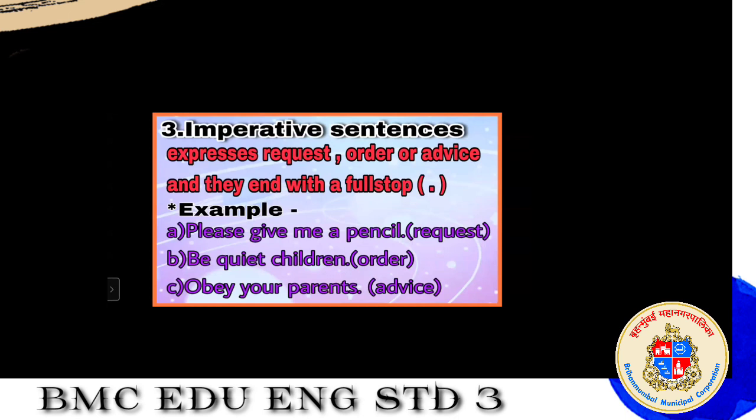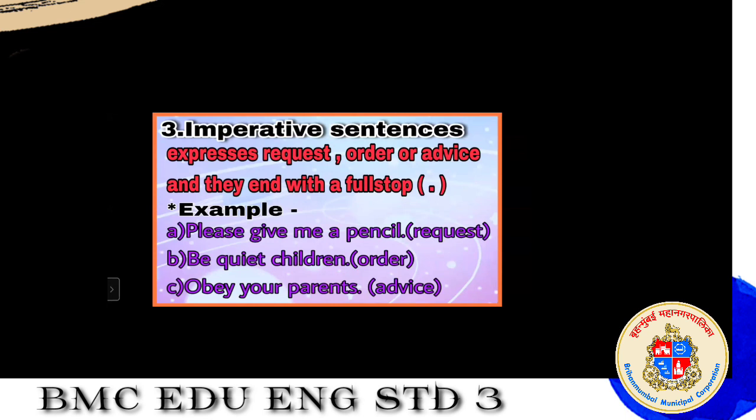Now, the third example of an imperative sentence is some kind of advice, like: Obey your parents. Yes, children, it is very necessary that you obey your parents. You must obey your teachers. You must obey your elders. It is very important advice which we give you all the time. To be good children, to be good citizens, we must obey our elders and our parents.